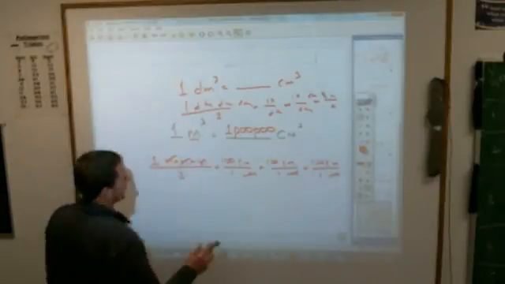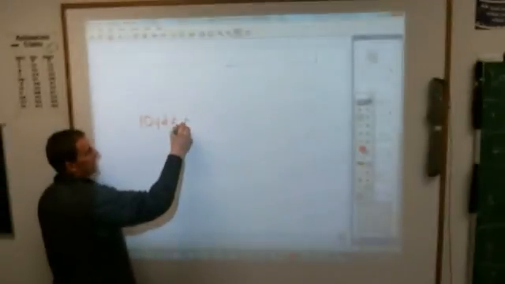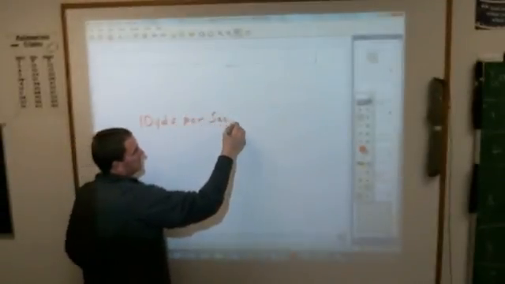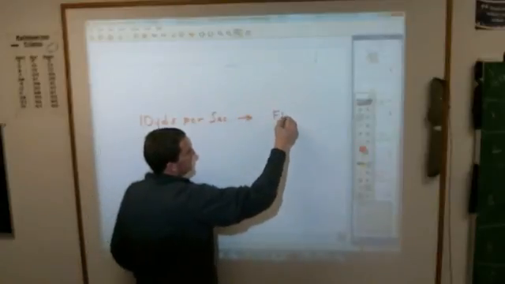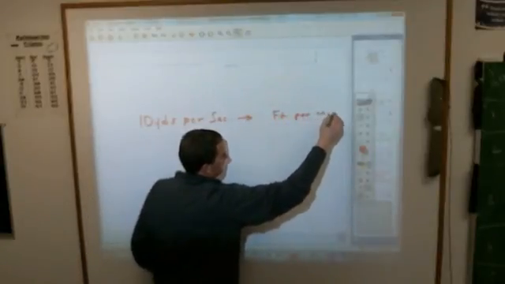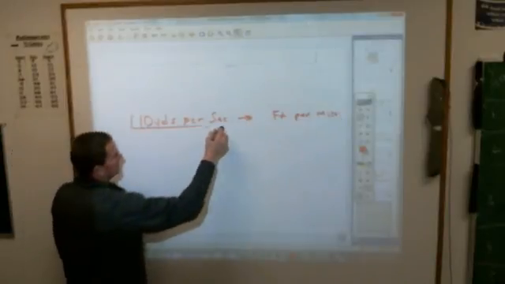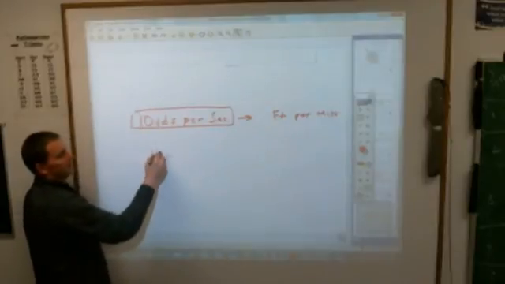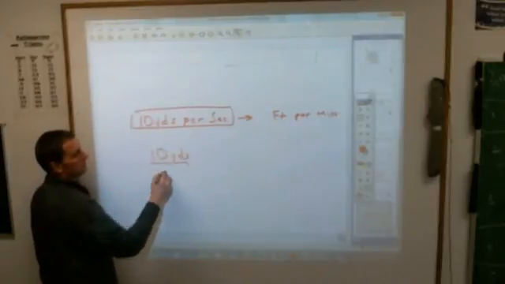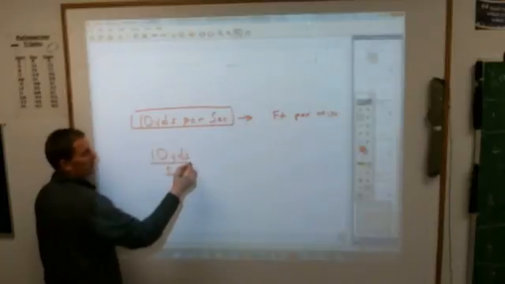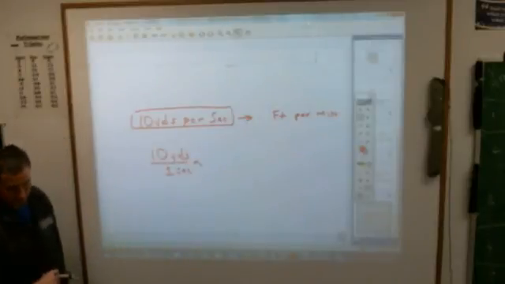Then here we go. Sometimes your multiple unit multipliers aren't necessarily changing cubics or squares. They could be this. 10 yards per second into feet per minute. What's the beauty of this? So I do start the same way. I make this into a fraction. 10 yards per second. Now, what labels do I need to change?